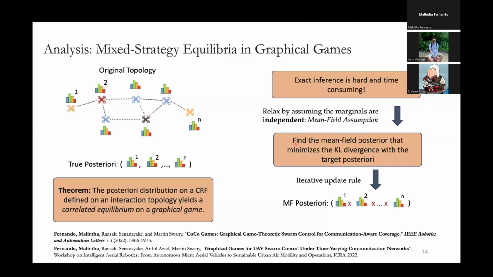So we can use the variational mean field inference to come up with this update rule. And finally, we can calculate the mean field posterior distribution that is the product of the marginals. But the problem was it is not a correlated equilibria anymore, but we can show it is at least a mixed strategy Nash equilibria.